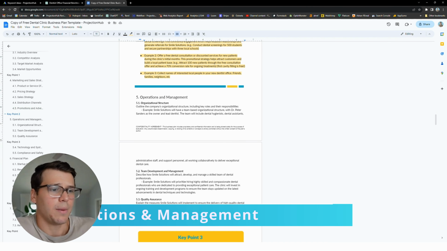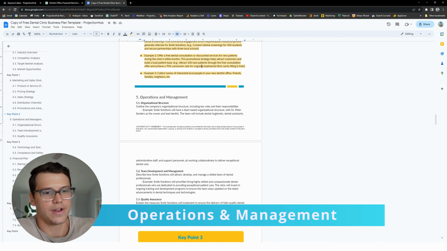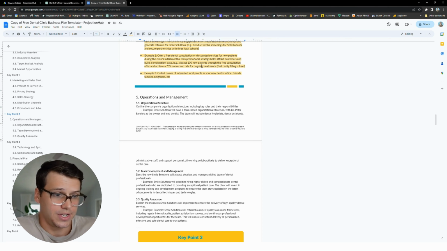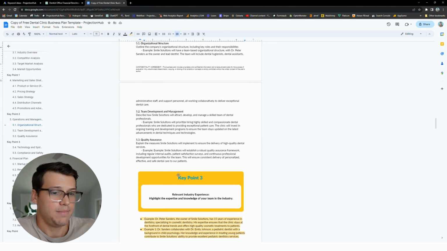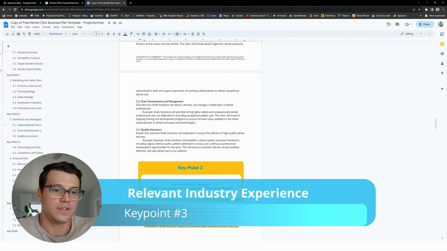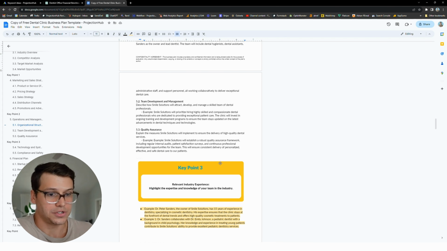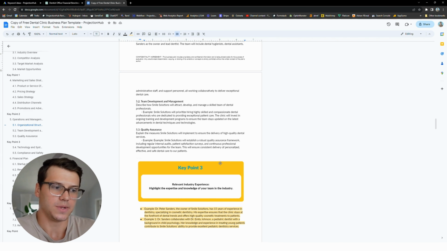Moving along, operations and management. Here you're going to outline the structure of the organization, who's on the team, and key point number 3 is we want to highlight relevant industry experience. With an industry like a dental clinic, this is really important. So we want to make sure that the owners have relevant experience in the industry or a similar industry. And if you lack some form of experience, that you have a partner or key members on the team that can make up for that lack of experience.